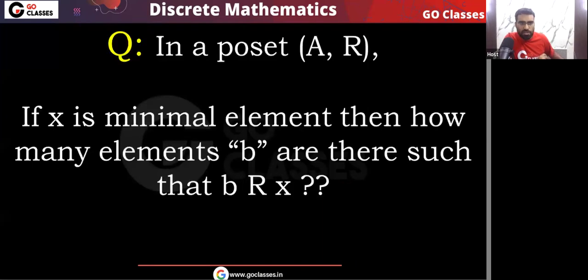Tell me the answer for this question. If X is minimal, it means no one else is related to X.